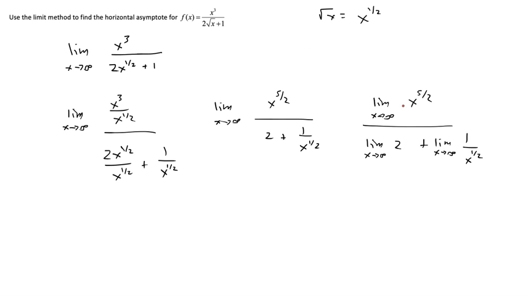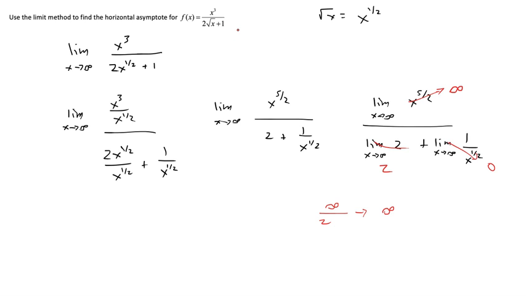Now, what's going to happen in this case? Well, wait a minute. This is just x to the 5/2 power. It's an exponent that's bigger than 1. This actually just goes to infinity here. This is just 2. This is a rational function with 1 in the numerator and x to the 1/2 in the denominator. This is going to go to 0. We have infinity over 2 plus 0, so the limit of this is just infinity.